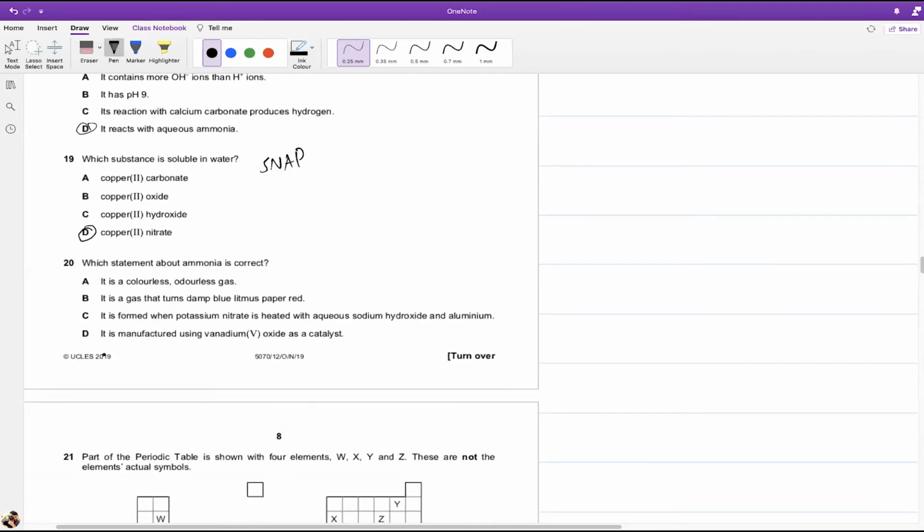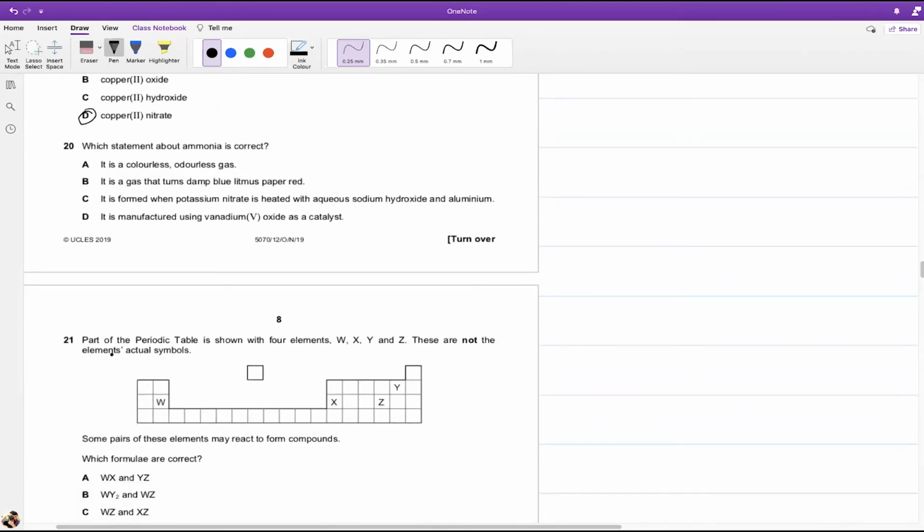All right. Which statement about ammonia is correct? It is colorless and odorless. Colorless yes, odorless no. It has a very pungent smell. It is a gas that turns damp blue litmus red. It's actually the opposite because it's a basic alkaline gas. It is formed when potassium nitrate is heated with sodium hydroxide and aluminum. Yeah, why not? Because what is the test for nitrate? You add aluminum foil, you heat it in an alkaline solution, and it will give ammonia gas. Okay, so that is clearly C.